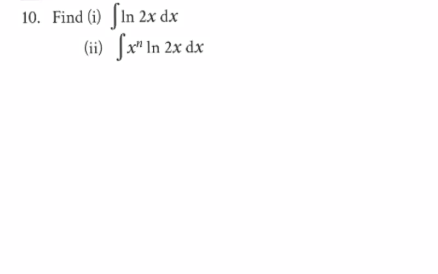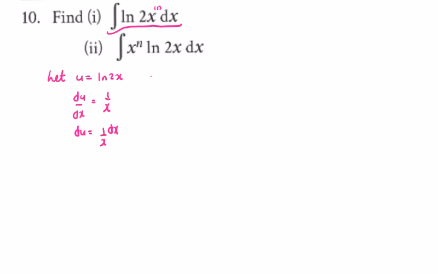Q10 part 1, we have the integration of ln 2x dx. I'm going to stick a 1 in here. So we're going to let u equal ln 2x, du dx is still equal to 1 over x, even though it's ln 2x, so du is equal to 1 over x dx.